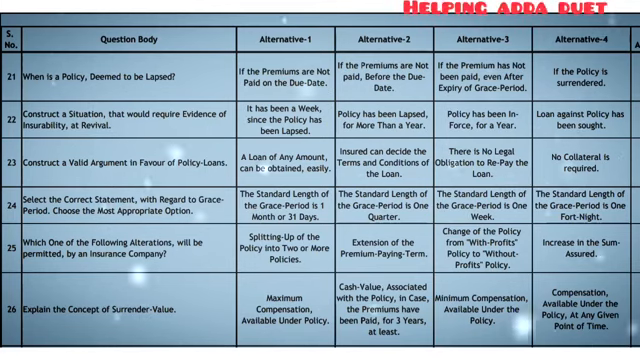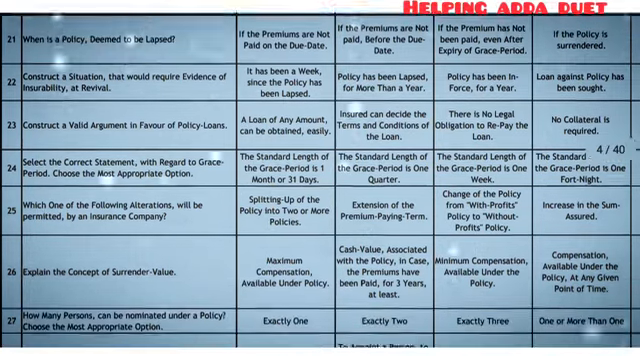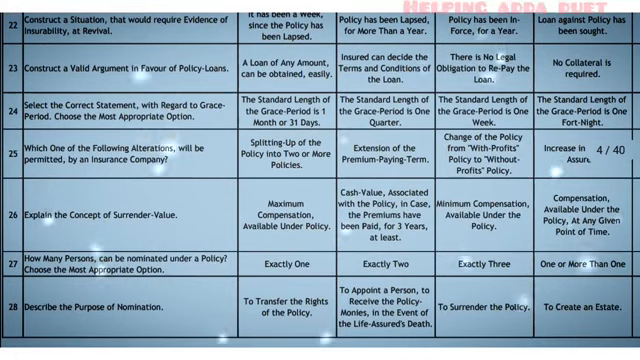Question number 22. Construct a situation that would require evidence of insurability and revival. So the answer is policy has lapsed for more than a year. Question number 23. Construct a valid argument in favor of policy loan. So there is no legal obligation to repay the loan. Option number 3 is correct.